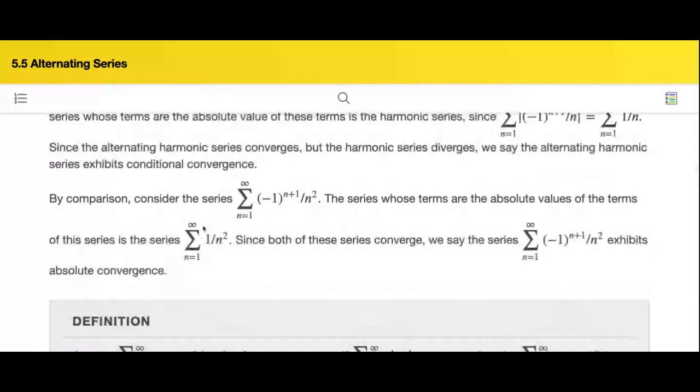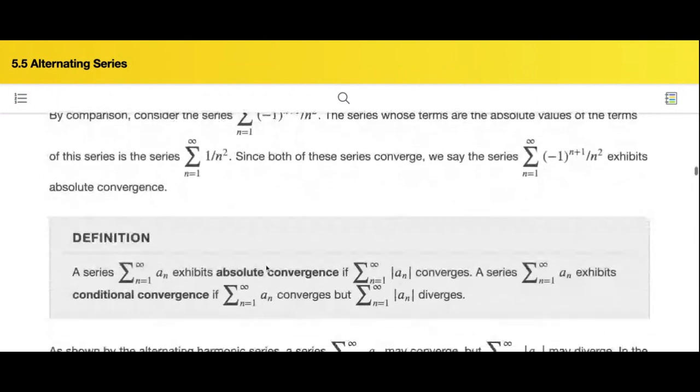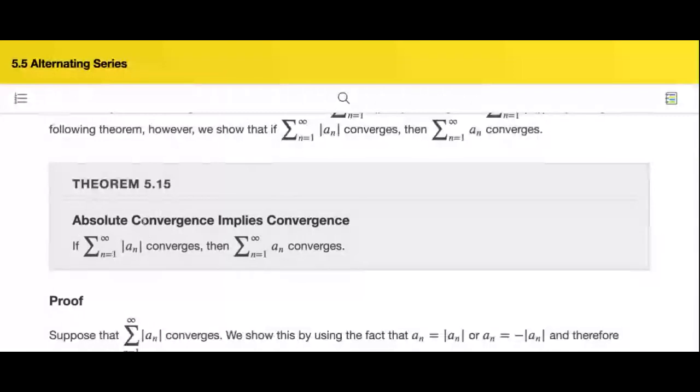The second one, right? 1 over n squared is the absolute value of (-1) raised to n plus 1, over n squared. So it converges. Because the alternating one is always smaller than the absolute value one, right? The alternating one will have plus, minus, but the absolute value of it is just all positive, right? So of course, yeah, if the bigger one converges, the smaller one converges.